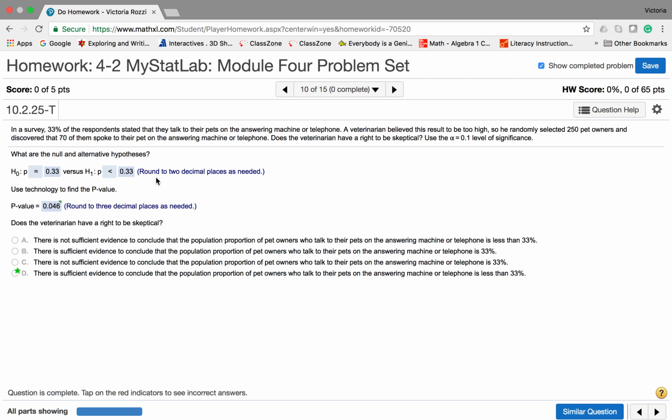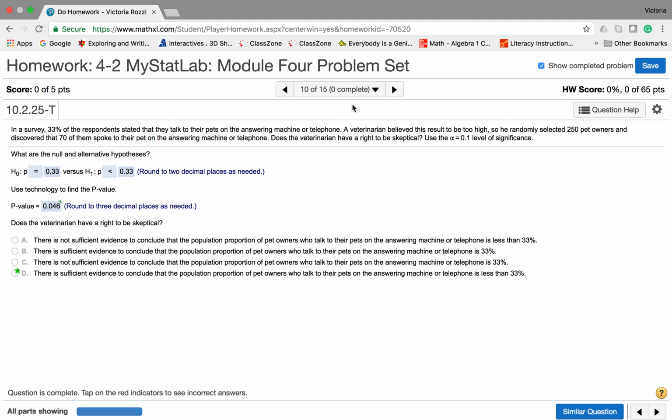So first off, you have to actually set up your hypothesis test. Now, your null hypothesis, also known as H naught, is always going to be your equal statement. So here we know that 33% of the respondents stated that they talked to their pets. So our null hypothesis is that the population percentage equals 0.33, which is 33% as a decimal. We're always going to change our percents to a decimal before putting them into our hypothesis test. Then your alternative hypothesis, H sub 1, is the claim in this case.